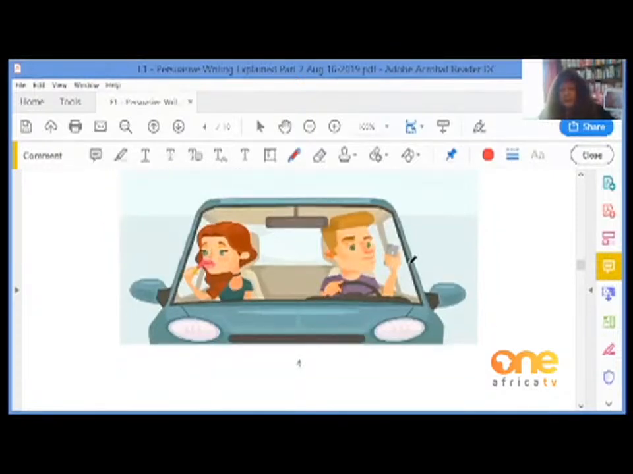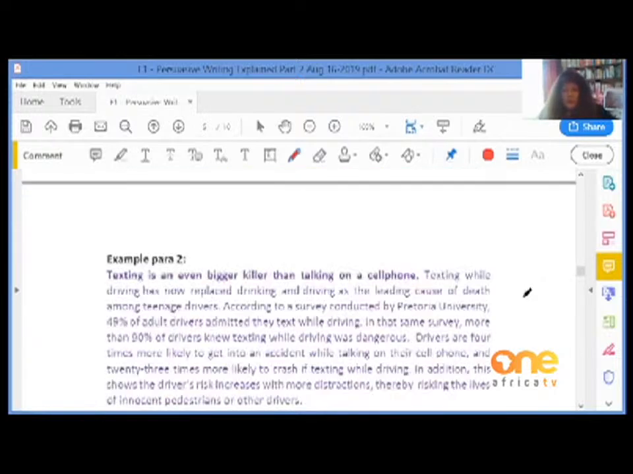Okay, there's the kind of things. He's on his phone, she's looking in the mirror, etc. Anything but watching the road is not good. Right, look at the next paragraph. We're going to have another topic sentence and we're going to back that up.